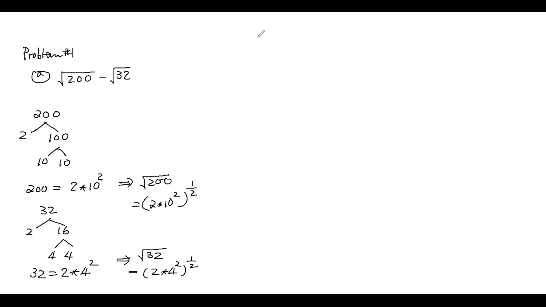So remember what we just reviewed. This will be similar to the distributive rule. So here you will have 2 to the 1/2, then 10 to the 2 to the 1/2, and 2 to the 1/2, and 4 to the 2 to the 1/2. So what is this going to be? 2 times 1/2 is 1, right? So it cancels, and that means you will have 10.